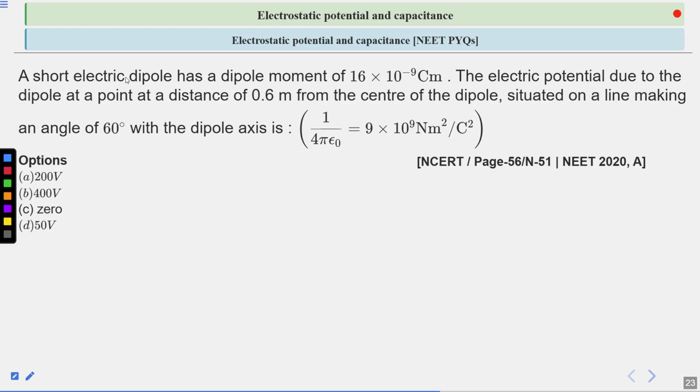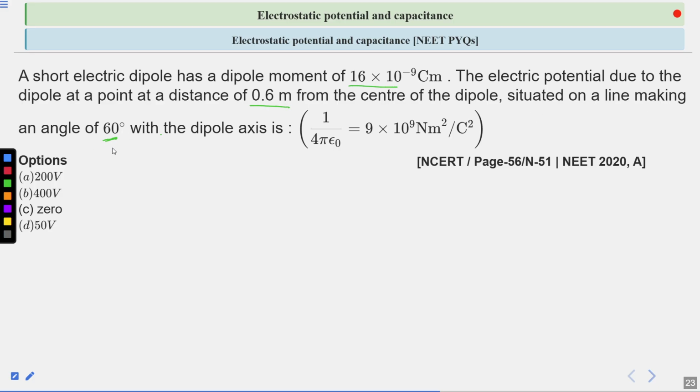So next question: a short dipole has a dipole moment of 16 into 10 to the power minus 9 coulomb meter. Find the electric potential due to the dipole at a point at a distance of 0.6 meter from the center of the dipole, situated on a line making an angle of 60 degree with the dipole axis. This is the distance from the center of the dipole where we have to find the electric potential.